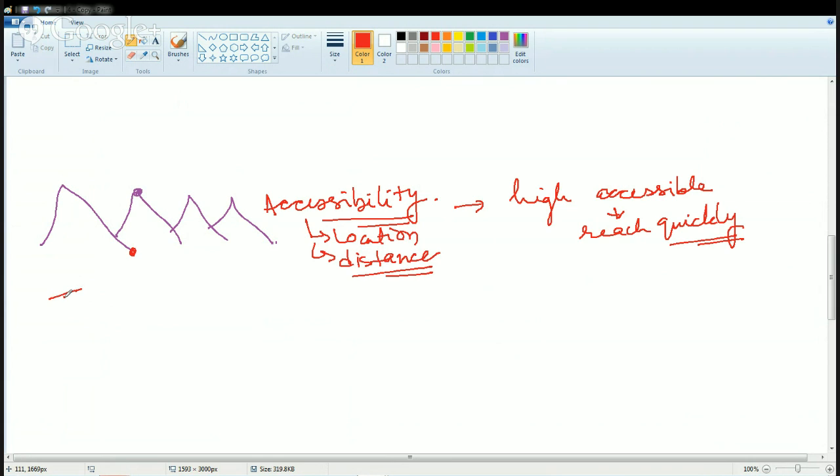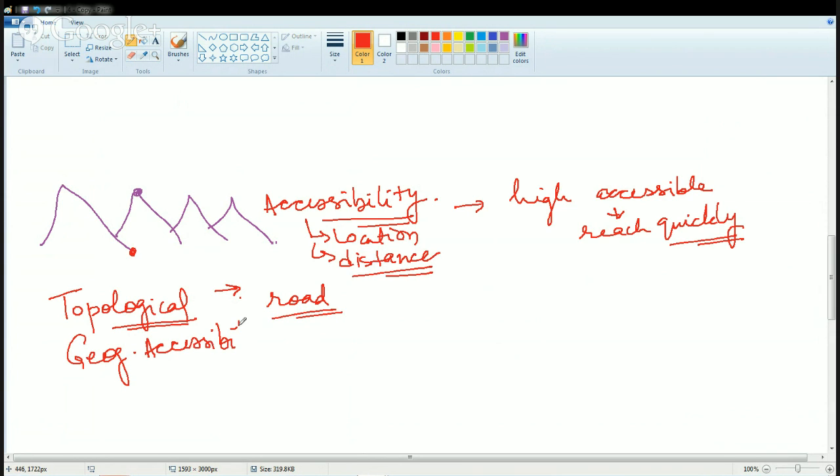Now, the various forms of accessibility. The first is topological accessibility, where I am trying to measure the accessibility with respect to a specific element of transportation. For example, I am only talking about road connectivity in a region. Then there is geographical accessibility, as we discussed in the above example. If it is a hilly terrain, the accessibility would be difficult. If it is a plain area, the accessibility would be very easy.